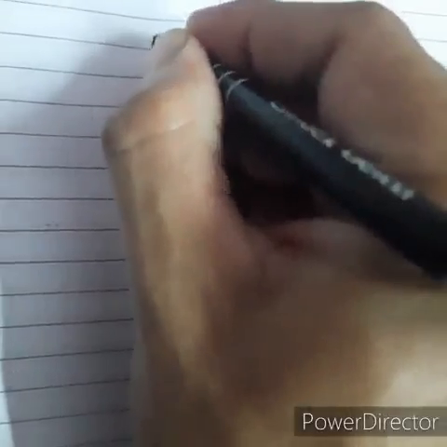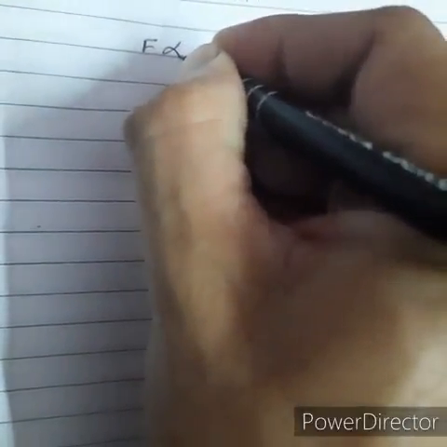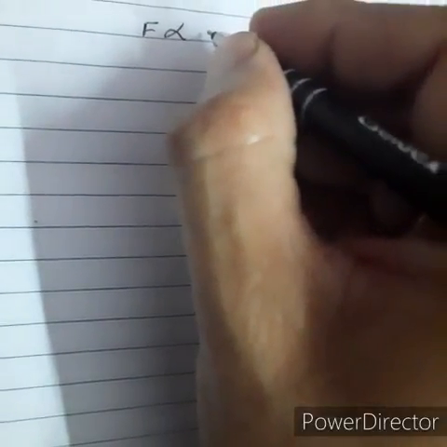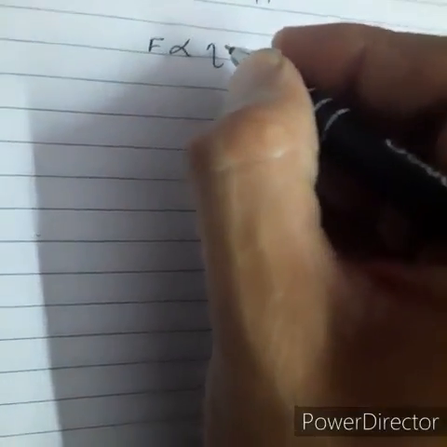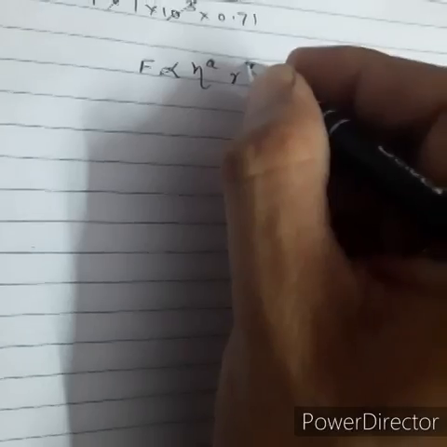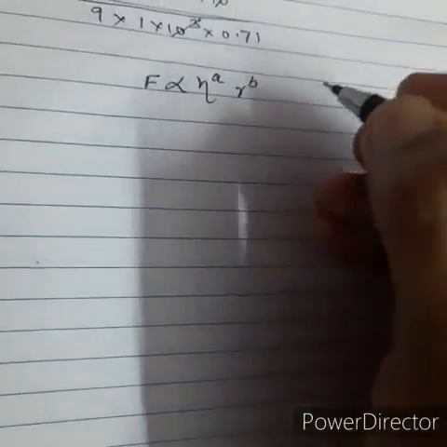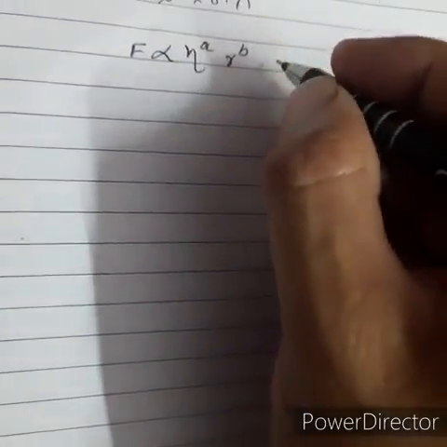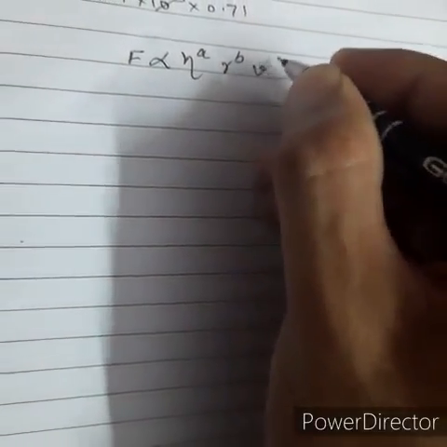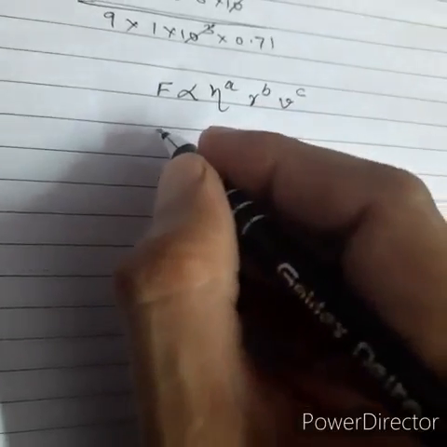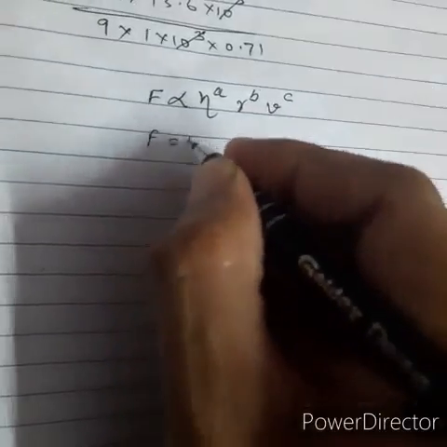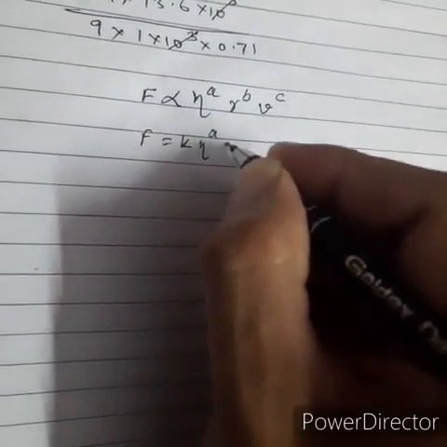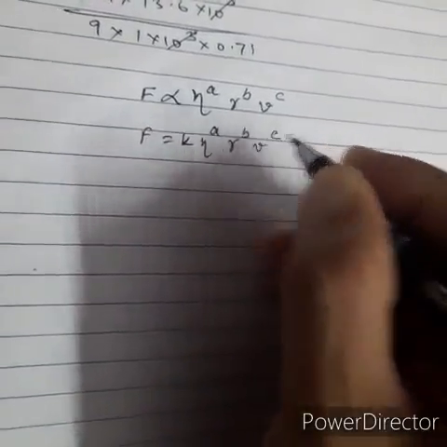Students, as I told you, the viscous force depends on some parameters. F is directly proportional to the coefficient of viscosity, which I am representing by eta, raised to the power A, the radius of the spherical body R, raised to the power B, and the velocity of the body V, raised to the power C. Removing the proportionality sign, F is equal to K eta^A R^B V^C.